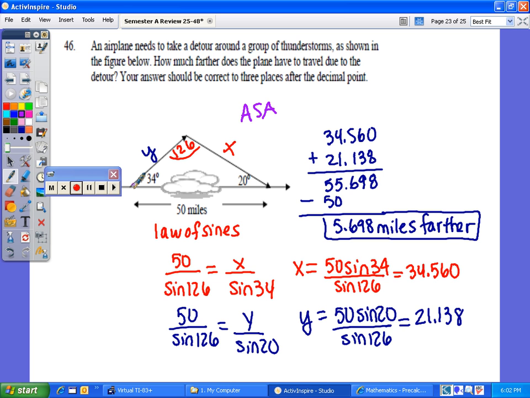So since that's the total miles that you traveled, then we were only supposed to go 50 miles. So they didn't ask what was the total miles you traveled. They asked how much more did you travel. So that's why I took my 55.698, subtracted it from 50, and that's how I got that answer.